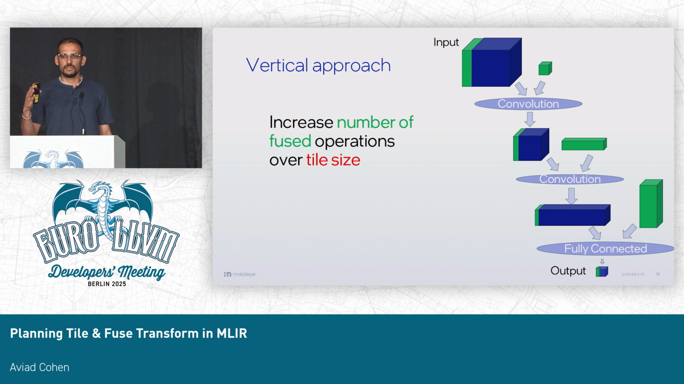And I'm going over some approaches to deal with it. The first one is a vertical approach. The vertical approach means that we would like to fuse as many operations together as possible, and to fit into the cache, we need to decrease the tile size. This way, we preserve the cache locality.